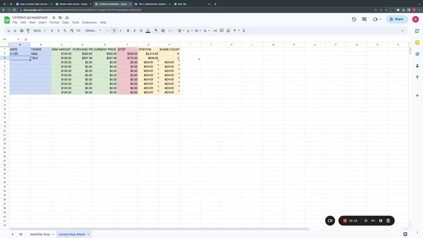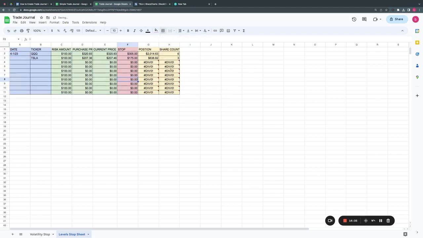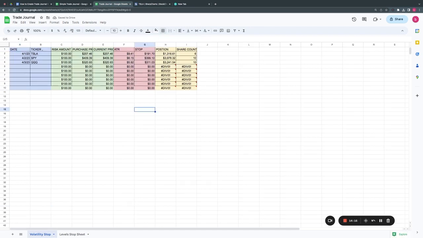Once you have this all set up, now you can start to actually pay attention to what your historical things are. You could do a note section if you wanted. So what we're going to do is just update the name. We can just call it trade journal. If you want, you can change what your formatting looks like to make it a little bit easier and cleaner to read. Go ahead and do it on the volatility stop side too. You can do bolding, things like that.